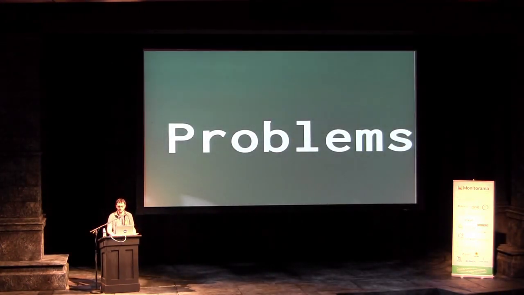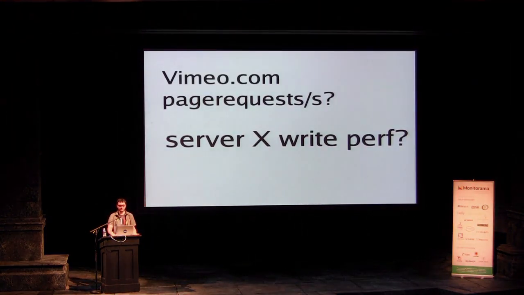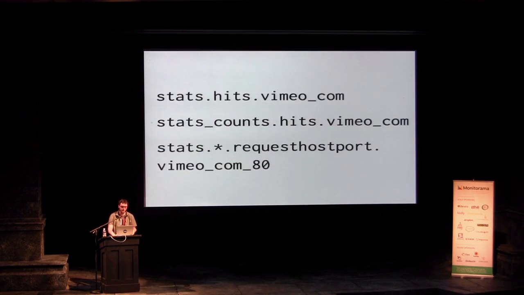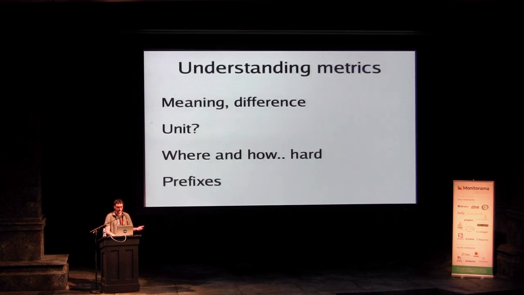And the problem that I have with this, if I have an information need, like how many page requests per second is Vimeo doing, or what is the write performance of a given server, and I need to find these metrics, I need to start browsing in hierarchies. If I'm lucky, my dashboard has a search feature, but it's hard to know which keywords to search for. Maybe I have to start searching in source code or in documentation, ask people. It's very time consuming.